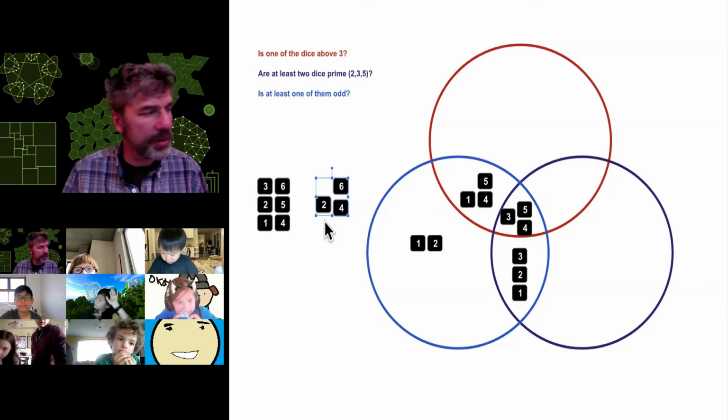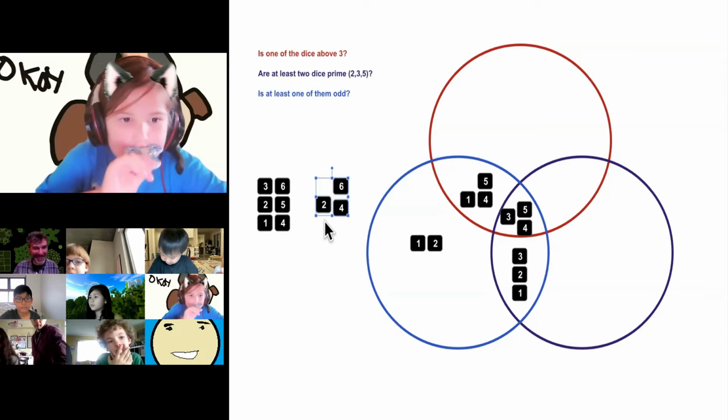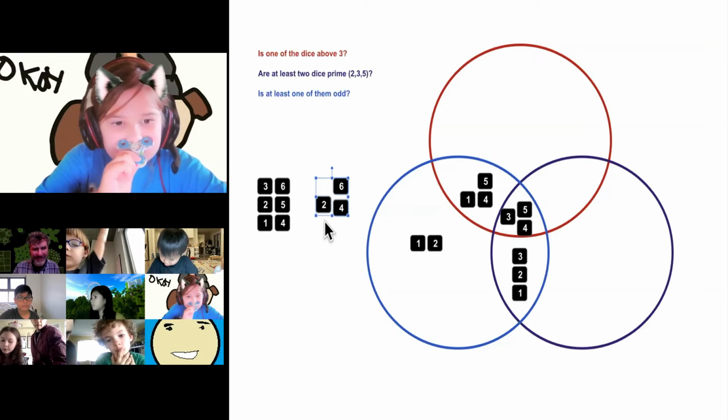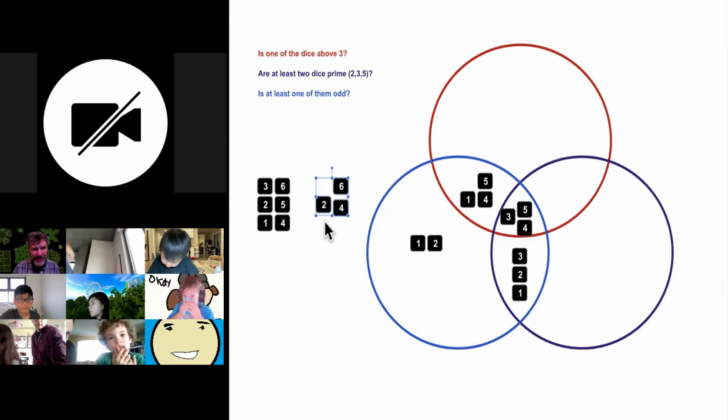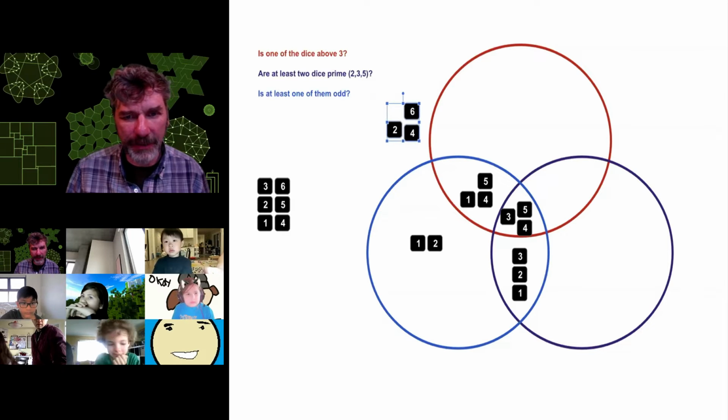Where does 2, 4, 6 go? Go ahead, Chesscat. You created it. You have to place it. Where does it go? Okay. It goes in the red region. Only the red. That's exactly right. So it just goes in here.